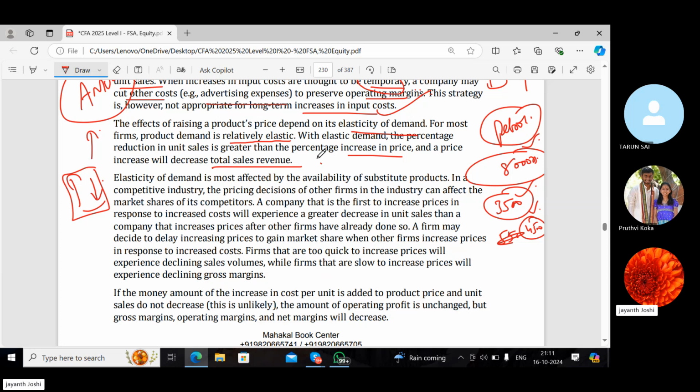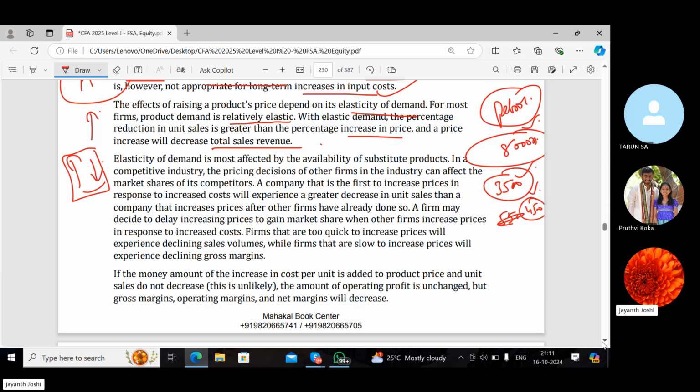So in elasticity of demand, what we say is, whatever the percentage the price is increasing, the number of units we sell is going to reduce by a larger percentage. And a price increase will decrease the total sales revenue. That is also happening. So the number of units will decrease with an increase in price, and also with an increase in price, the total sales revenue is going to decrease. So elasticity of demand is also one of the factors affecting the sales.